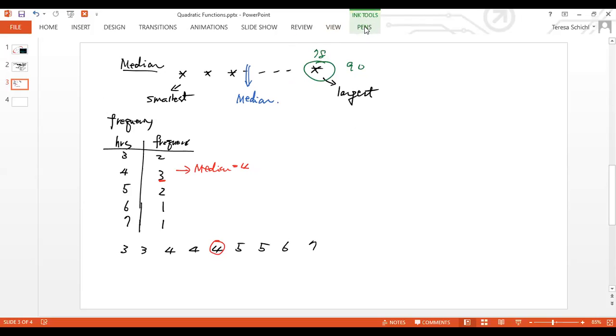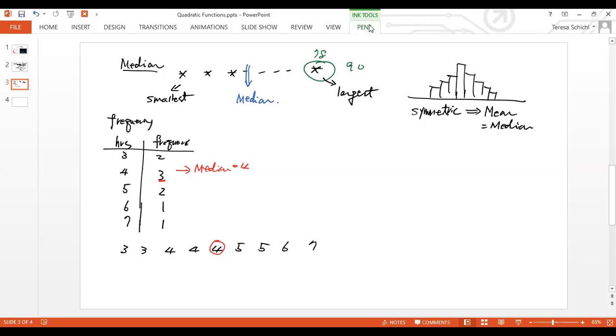Also, there is another problem that happens quite frequently. They say, if your distribution, if you do a histogram, if your distribution is very symmetric, then most likely your mean is equal to the median. It's kind of obvious, right? The center will be the mean and also equal to the median here.